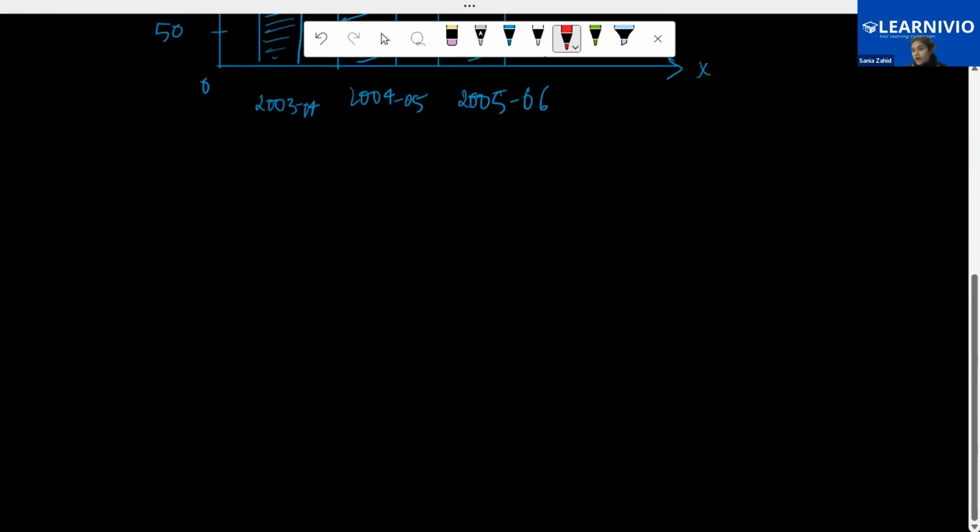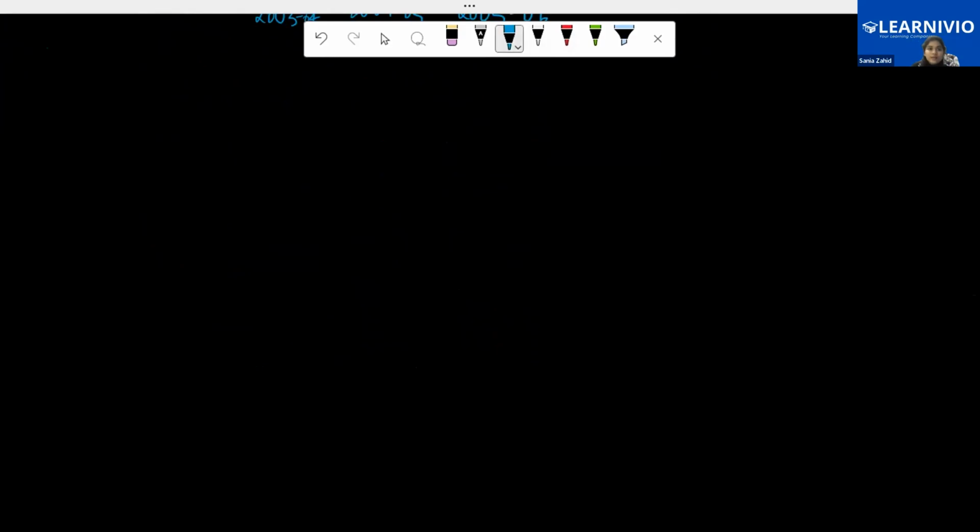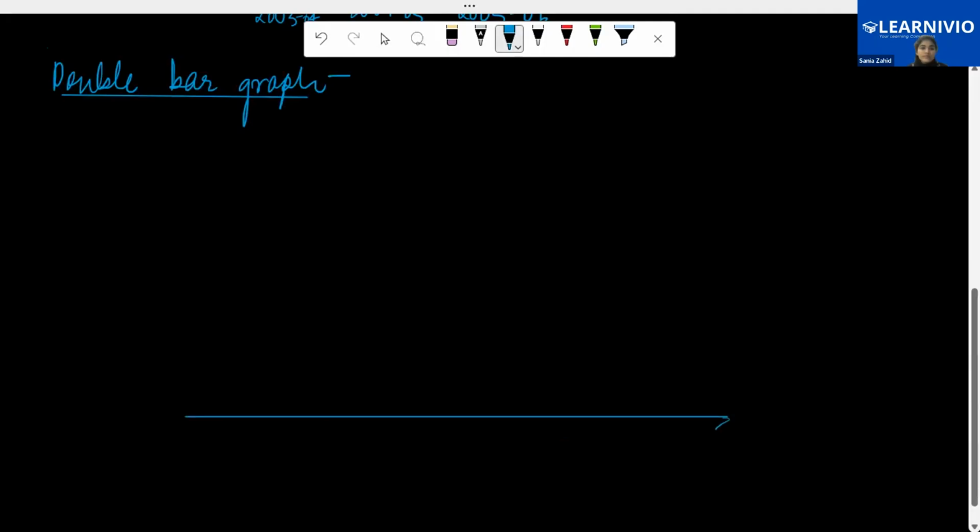Now let's suppose we have one more thing. This is a normal bar graph. Now we also have the double bar graph. What is the double bar graph? For example, this is the x-axis, this is the y-axis. I take the number of marks obtained by a student. For example, I am studying the data of 2 students. Now I mark 0, 10, 20, 30, 40.